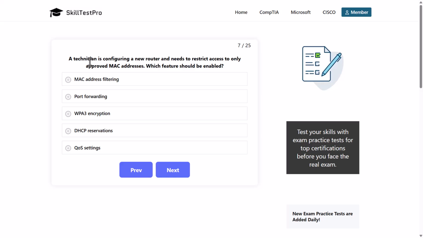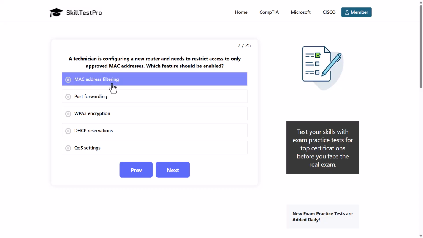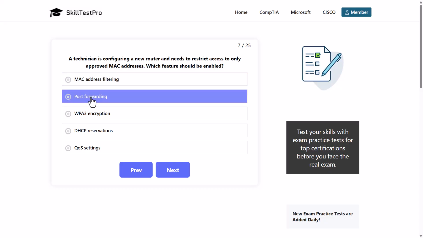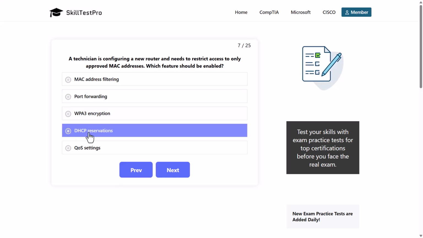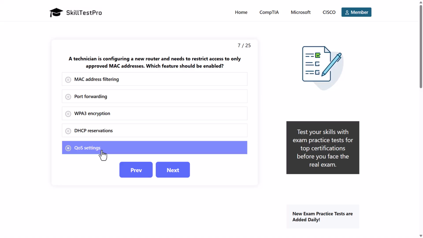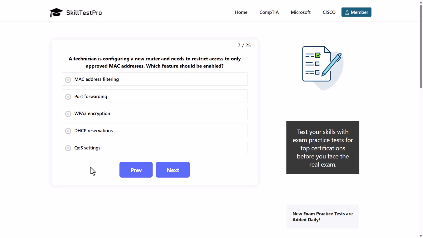A technician is configuring a new router and needs to restrict access to only approved MAC addresses. Which feature should be enabled? MAC address filtering, port forwarding, WPA3 encryption, DHCP reservations, or QoS settings, or quality of service settings.